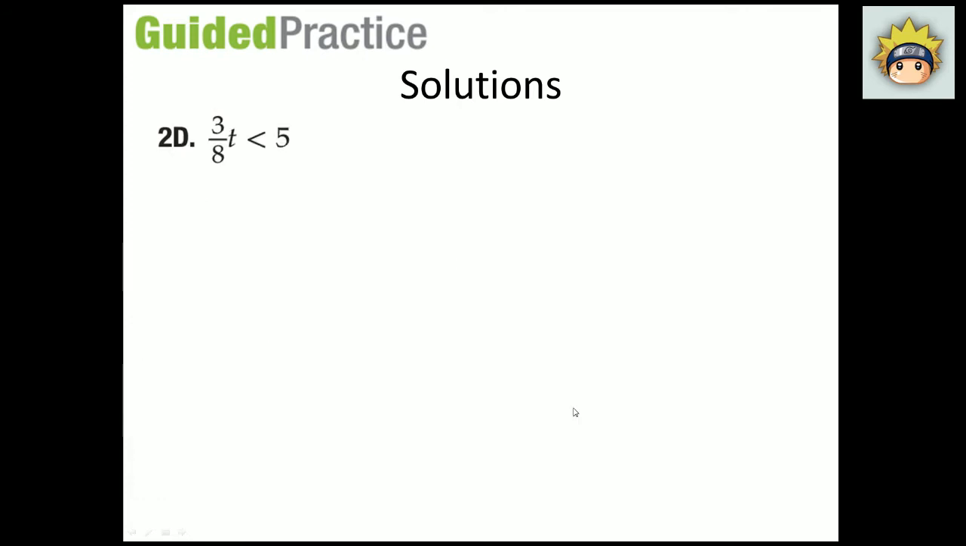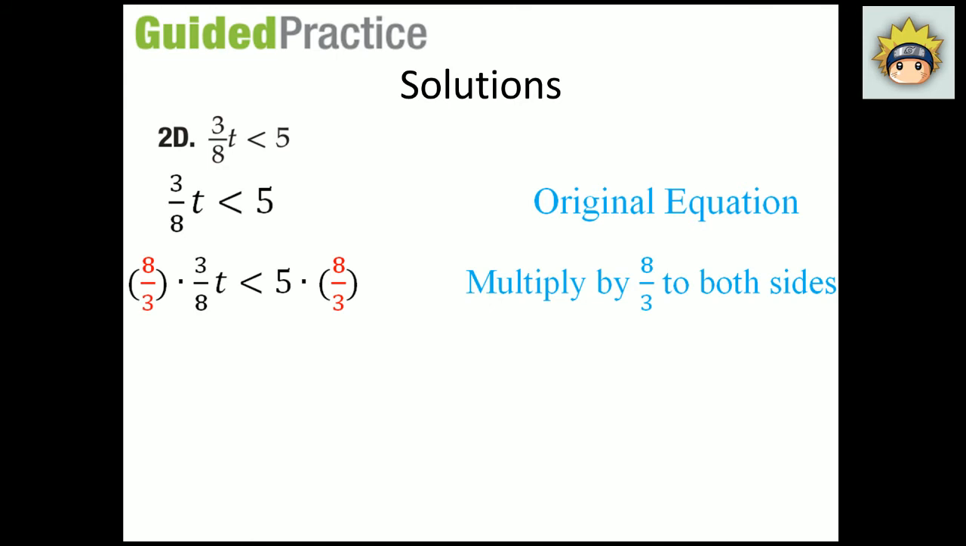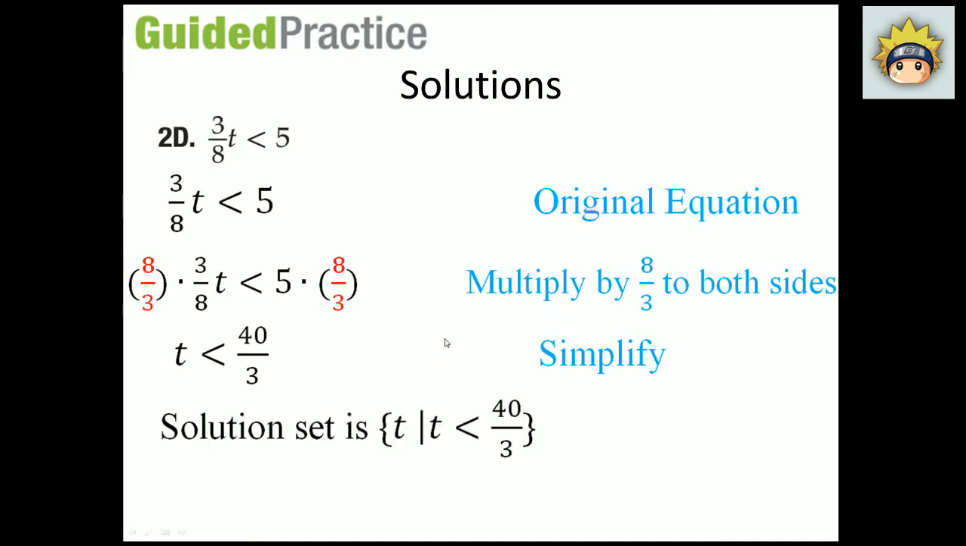Good. 2d, 3 over 8t is less than 5. My original equation. I have to multiply by 8 over 3 to both sides because that is the inverse property. 3 over 8 divided is the same thing as 8 over 3, right? You multiply that to both sides. And I simplify. What I get left over on my left hand side is t, because that's the inverse property. 5 times 8 over 3, that becomes 40 over 3. That's what happens after I simplified.